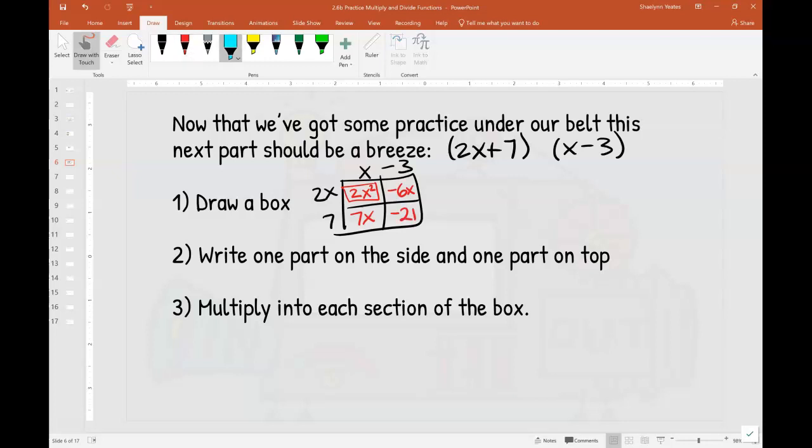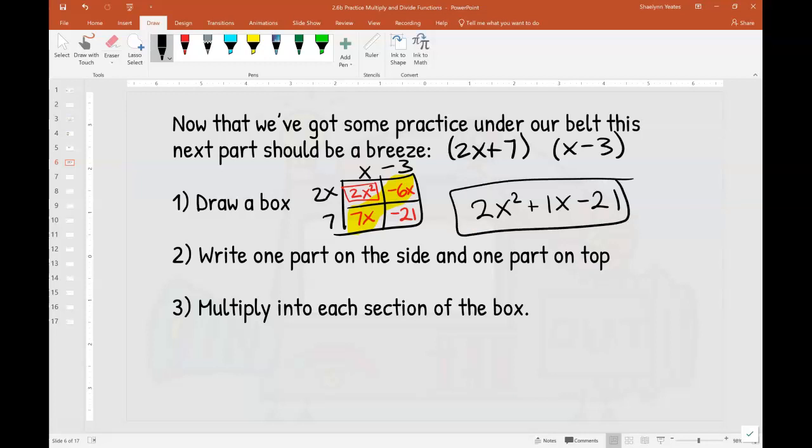So now we just have to combine like terms. So the only like terms we have are the 7x and the negative 6x. So we have a 2x squared plus 1x minus 21. That would be our answer.